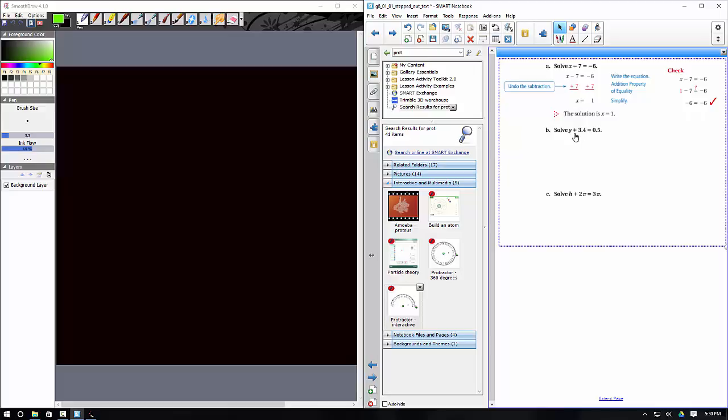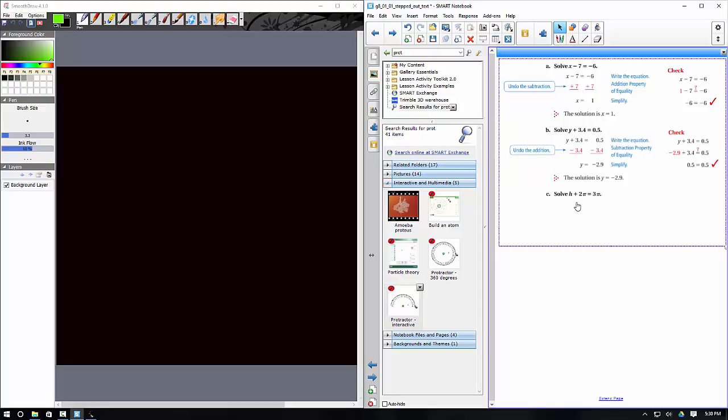So it's addition here. I have to undo it. So you're going to do the opposite, which is subtraction. So it's the addition property. I'm sorry, yeah, the subtraction property of equality on this one because I'm subtracting now. So I'm going to subtract 3.4. And then we'll check it.